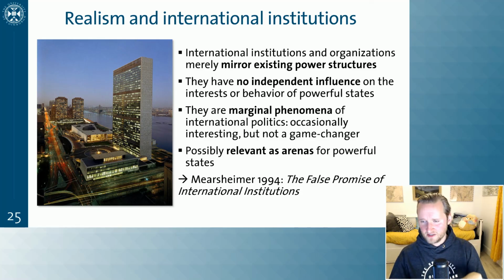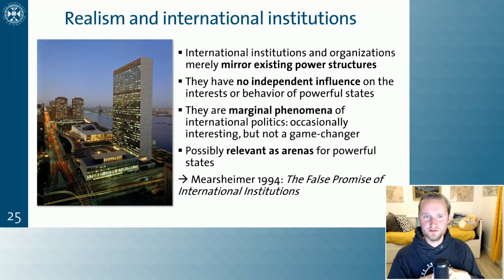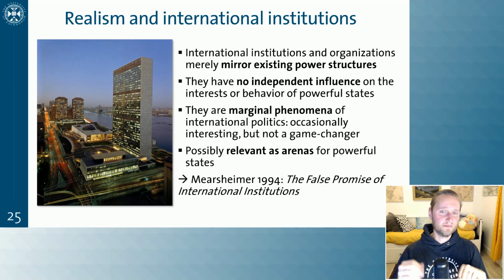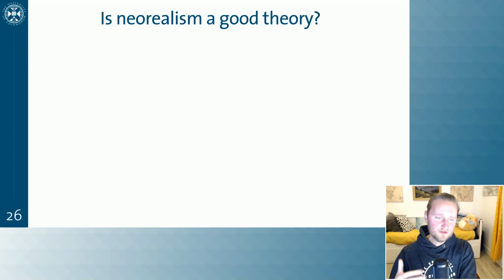So there's a famous article by Mearsheimer that he wrote in 1994 that is called The False Promise of International Institutions. And the title already tells you how he, as a neorealist, thinks about international institutions and organizations like the UN or the EU. So you could be asking about this whole long story, and we've gone for 50 minutes, so I'll wrap up in a slide.